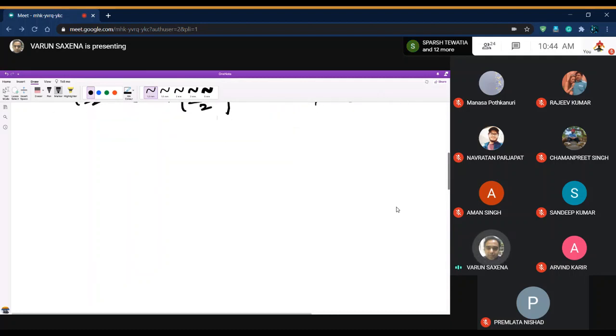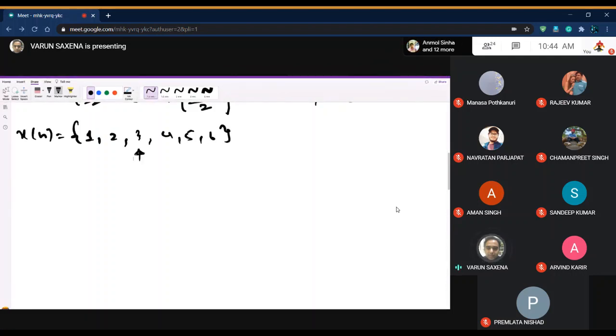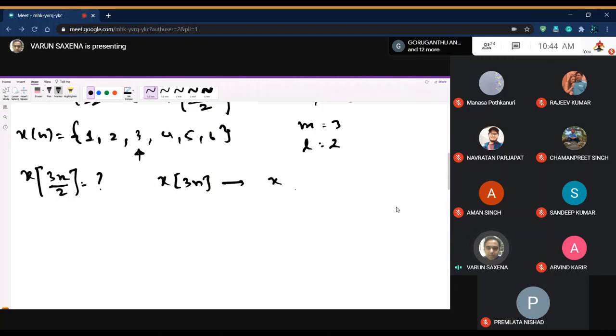I think probably I told you to take an example. What was it? I think it was x(n) is 1, 2, 3, 4, 5 and 6. This was the example, and let's say that we take M equal to 3 and L equal to 2, and we are performing this operation, which is x(3n by 2). We are trying to find out this thing. What we are going to do is first x(3n), and then we are going to go to 3n by 2. That means we are going to decimate first, and then we are going to interpolate second.